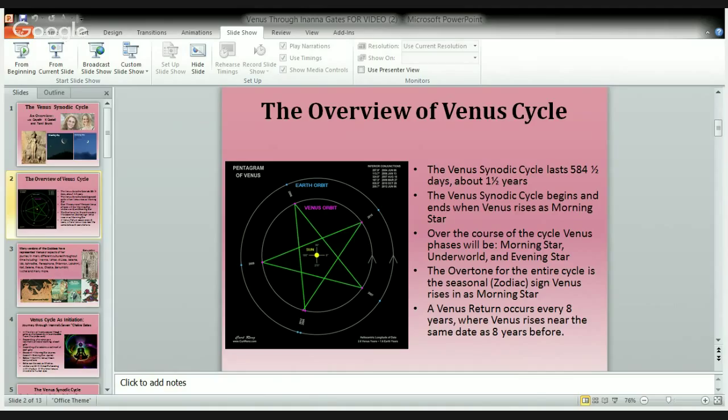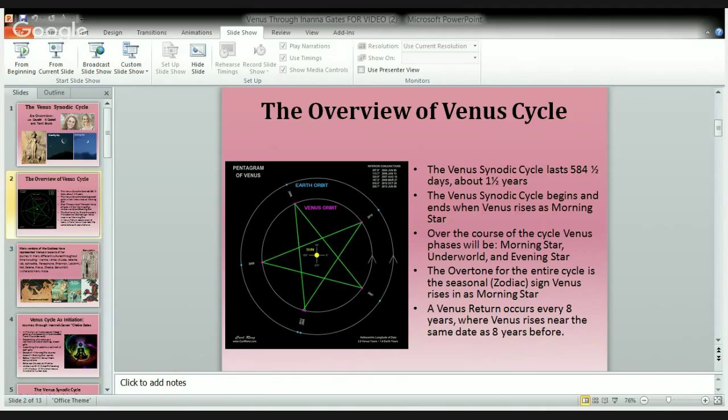The gates can be understood as the time almost about every month when Venus and the crescent moon are together in the sky, like the images you saw at the very beginning of this presentation, where Venus and the moon come together about once every month. That's when Inanna would have crossed through a gate.